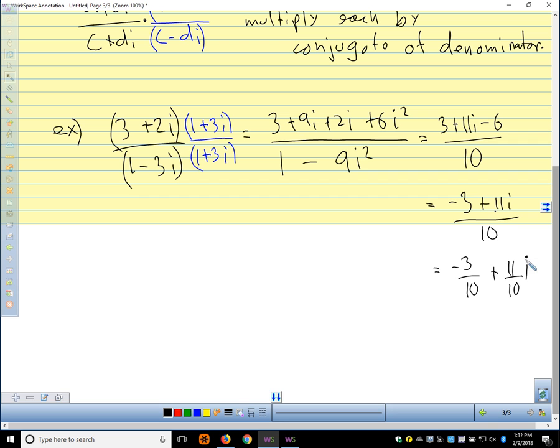So we're not only going to be looking at the real roots of our polynomials, we're going to be looking for the complex roots as well.